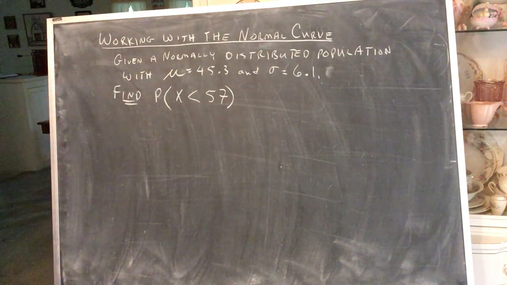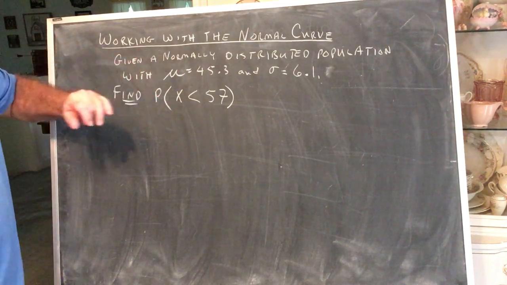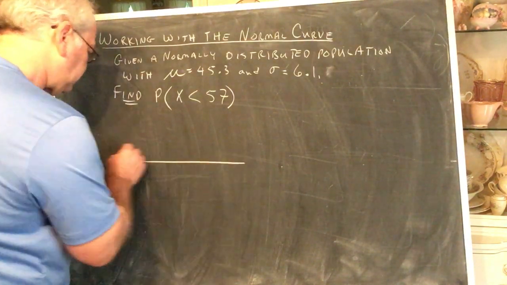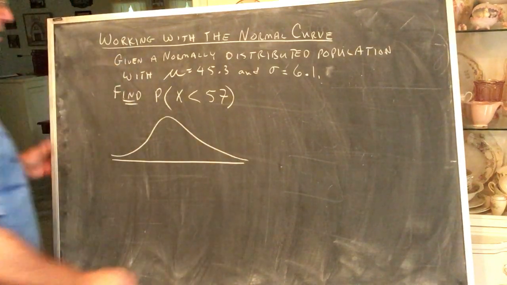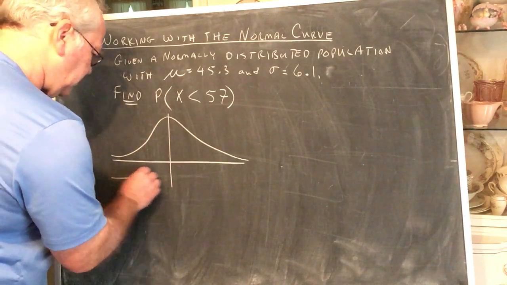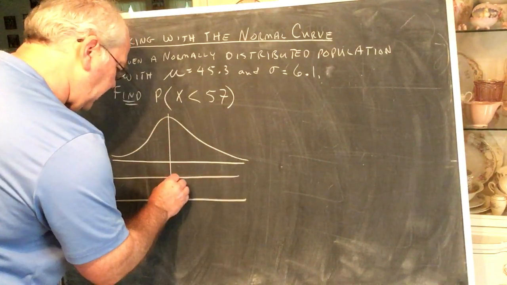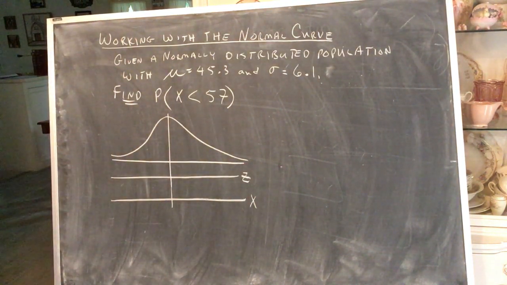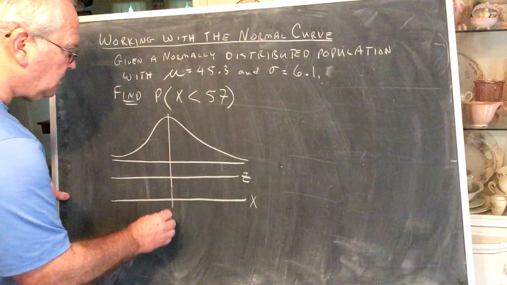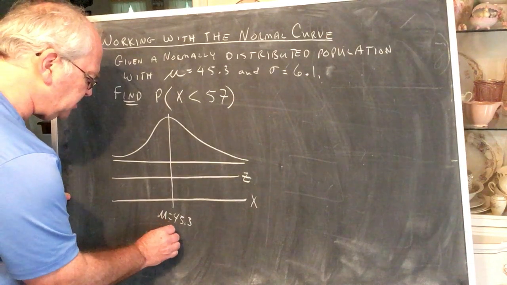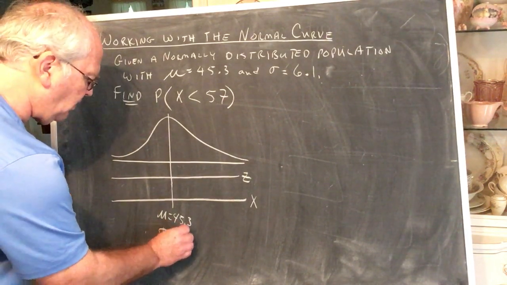All right, so given a normally distributed population, the mean is 45.3 and standard deviation is 6.1. Our task is to find the probability that a data value taken from the population is going to be less than 57. So we are given a normally distributed population. It has a center, it has a data scale, and it has a standard scale. Now we know where this is centered. We know it's centered at the mean, so we know that mu is equal to 45.3, and we know the standard deviation is given to be 6.1.